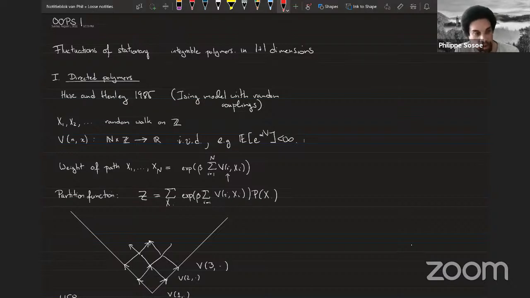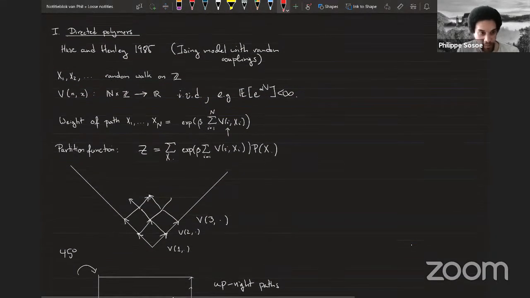So first, even though I'll focus on one specific model, I will start, for people who've never seen this, to give some bit of background. I'll start by discussing directed polymers slightly more generally. This model was introduced by Huse and Henley in 1985. They were studying what they called domain walls, basically Ising models with perturbations in their couplings, what they called impurities, and they were interested in random interfaces between plus and minus spins.